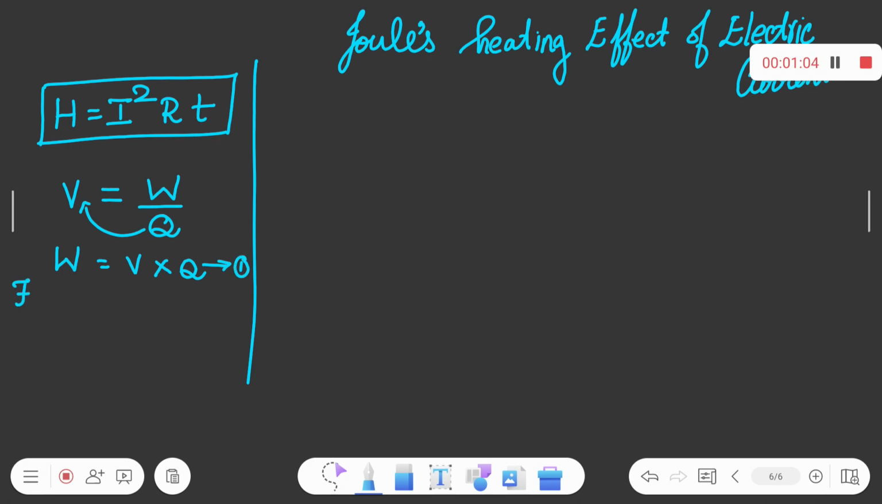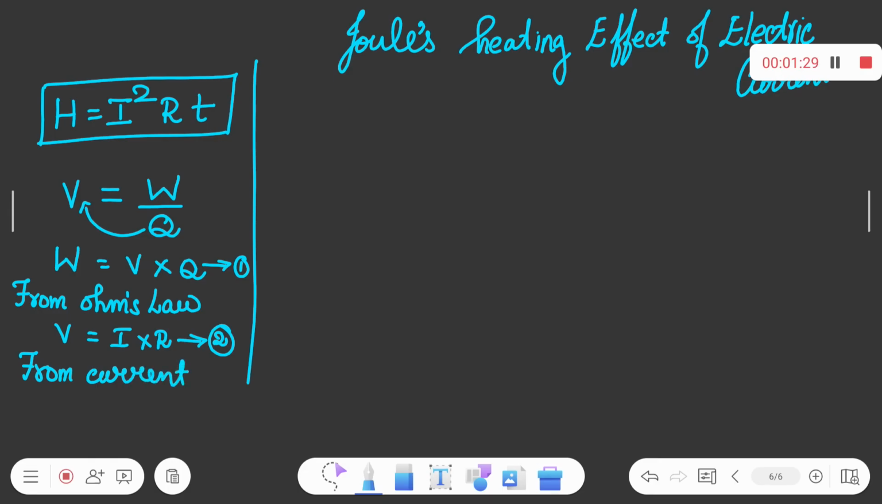Now again from Ohm's law formula, we all know Ohm's law is V is equal to I into R. Let's take this as equation number 2. And then from the current formula, I is equal to Q by T. If I need Q, I rearrange it as Q is equal to I into T. Let's take this as equation number 3.